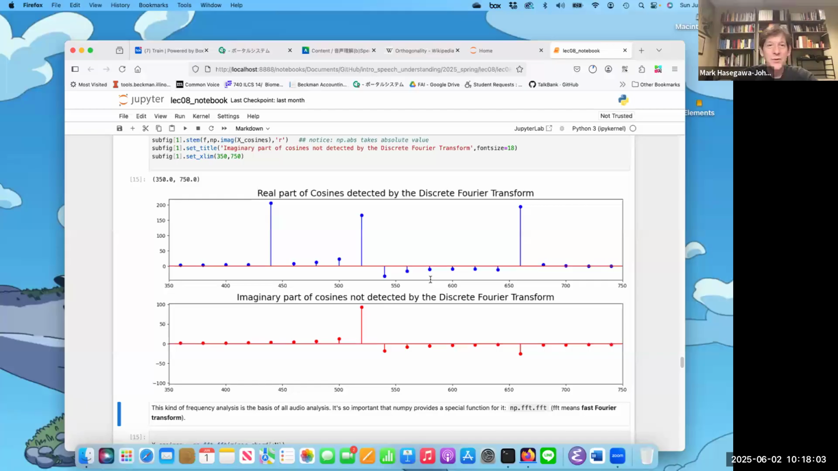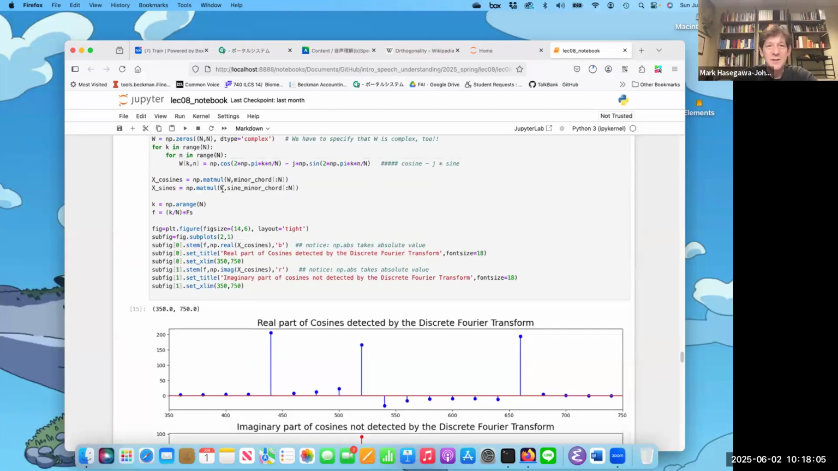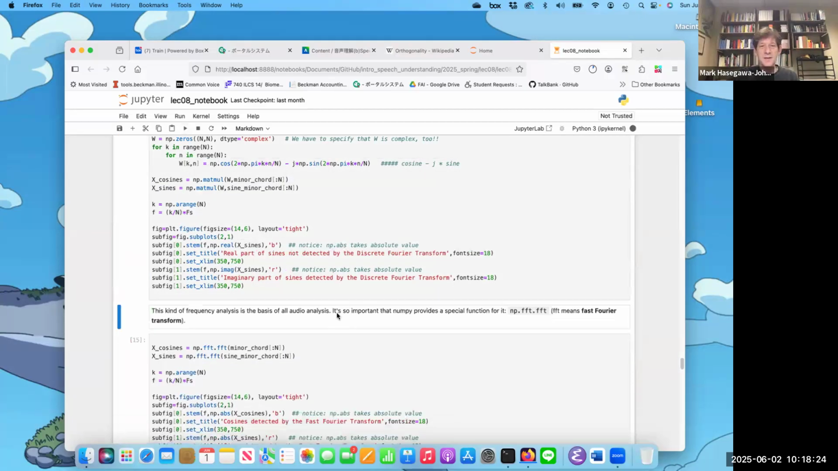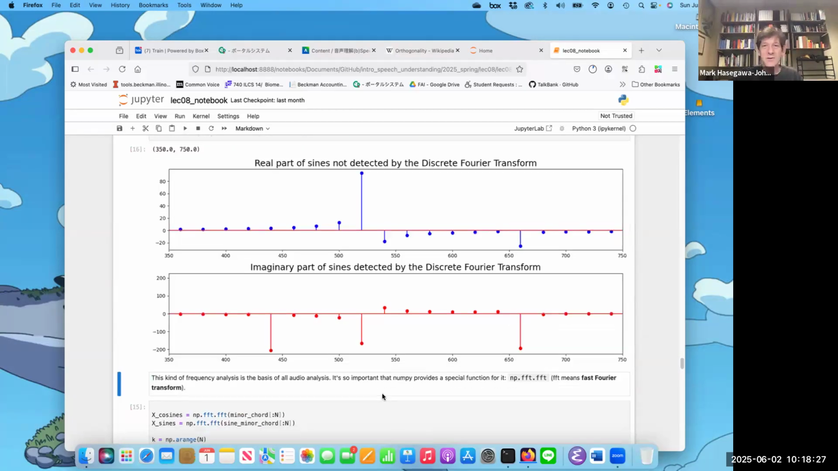But now let me do x sines. This is where I multiplied W times the sine minor chord. So instead of x cosines, let me get x sines. And we'll discover that the real part of the sines is not detected, but the imaginary part of the sines is detected. So I'll correct the label. And here you can see that when the input is the sine minor chord, the imaginary part detects it rather than the real part. And here the real part detects very little, and only the imaginary part detects it.